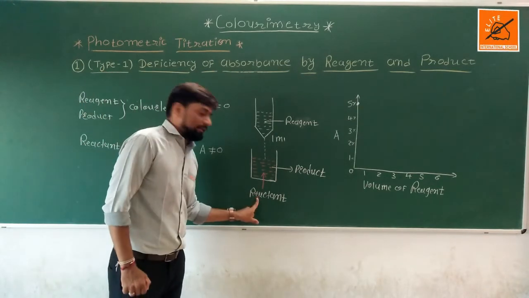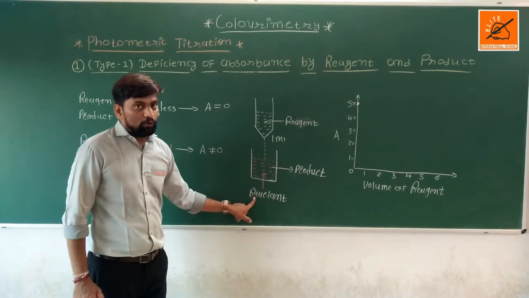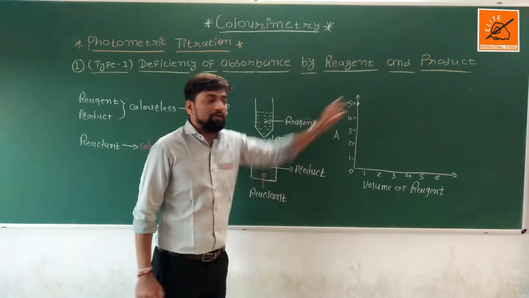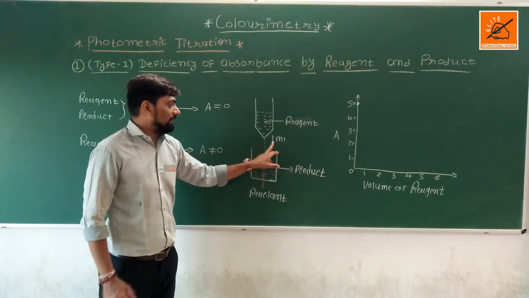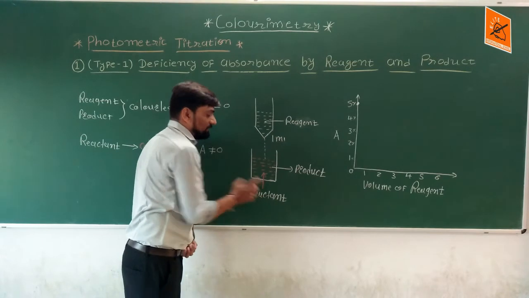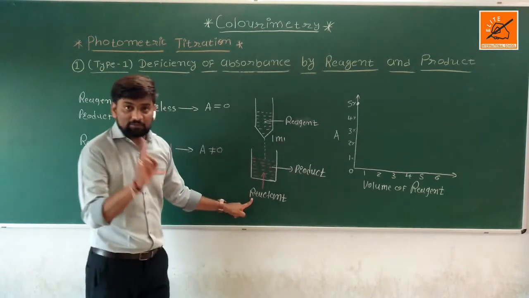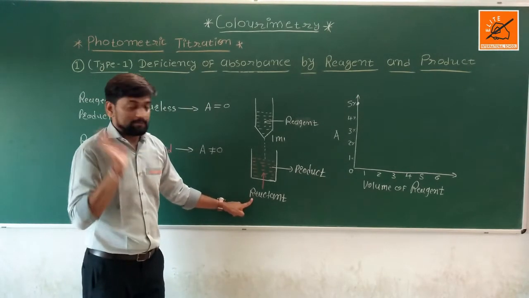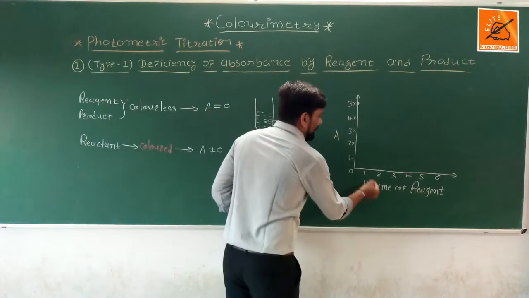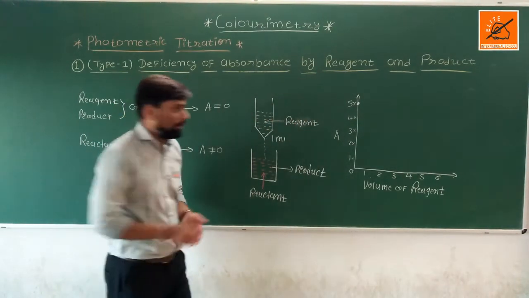So some amount of reactant converts into the product, which means the reactant volume is decreased. Before the addition of reagent we measure the absorbance value and get the maximum. Then we add 1 ml of reagent. This 1 ml of reagent reacts with some amount of reactant. Suppose 1 ml of reactant is converted into the product. So this 1 ml of reactant is decreased, so the absorbance value will also decrease. Whenever 1 ml volume of reagent is added into the flask, the absorbance value will also decrease.